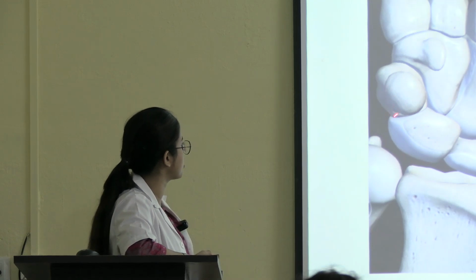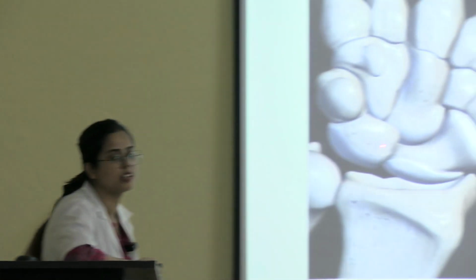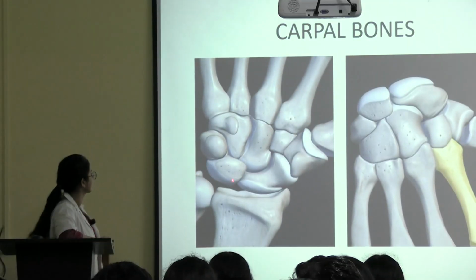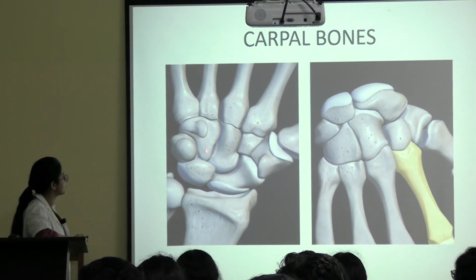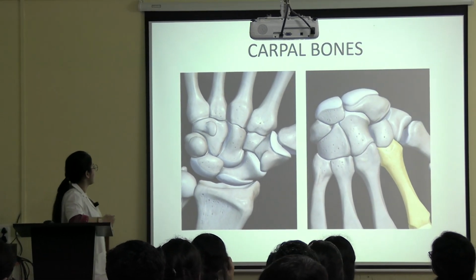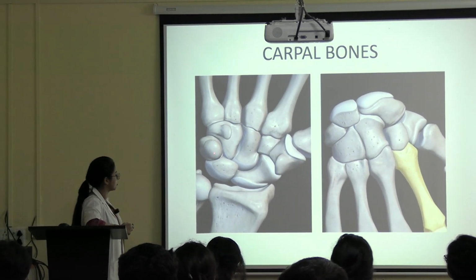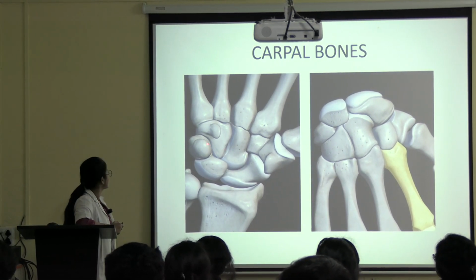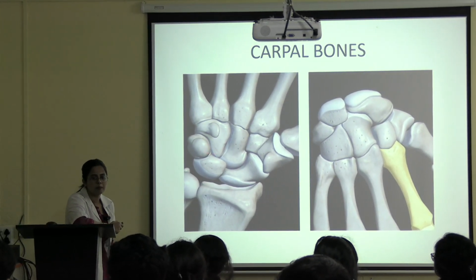Triquetrum is laterally articulating with lunate, and distally with this bone. What is this bone? Hamate. Clear? And this is the small bone now. What is this bone called? Pisiform. So it is the smallest carpal bone.